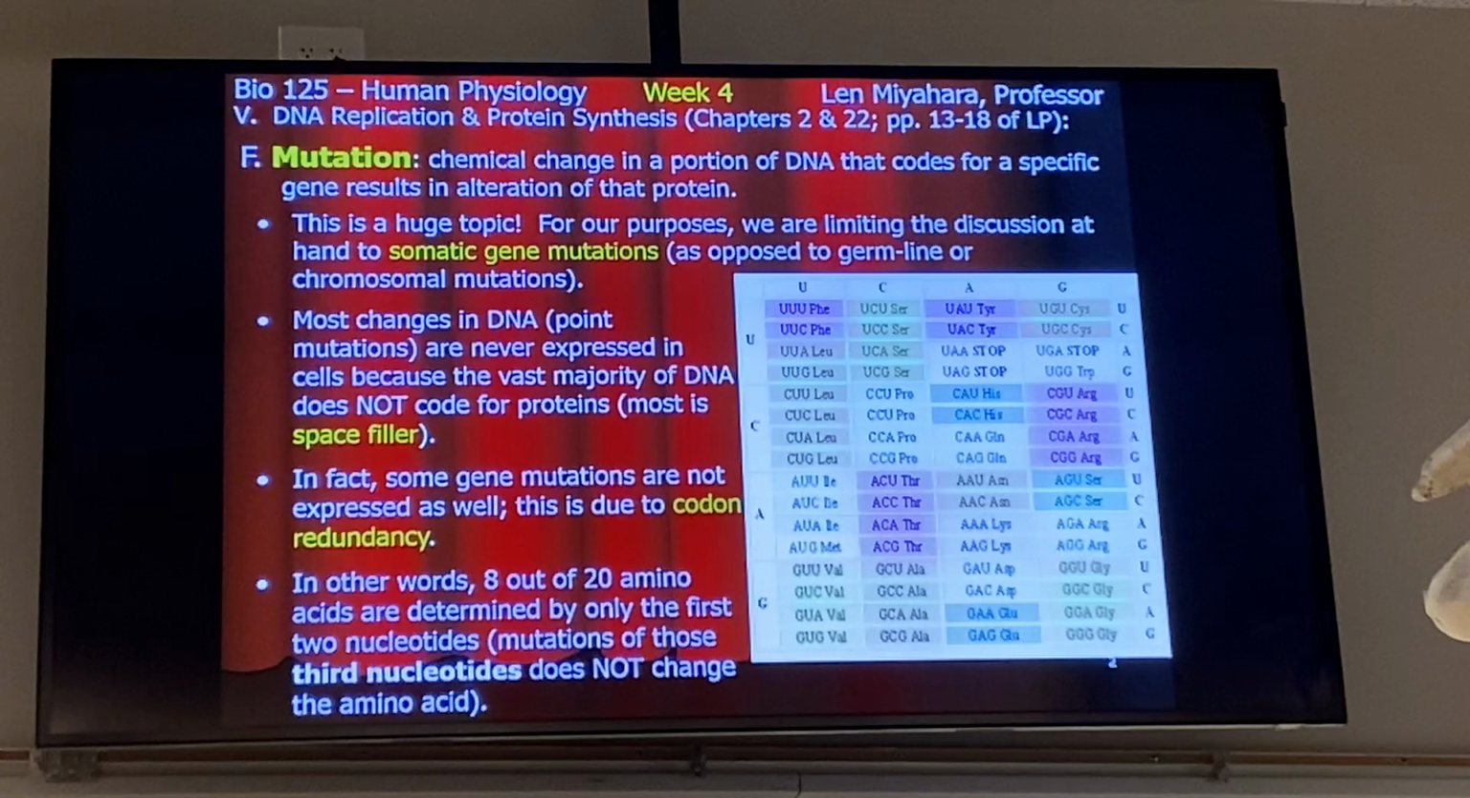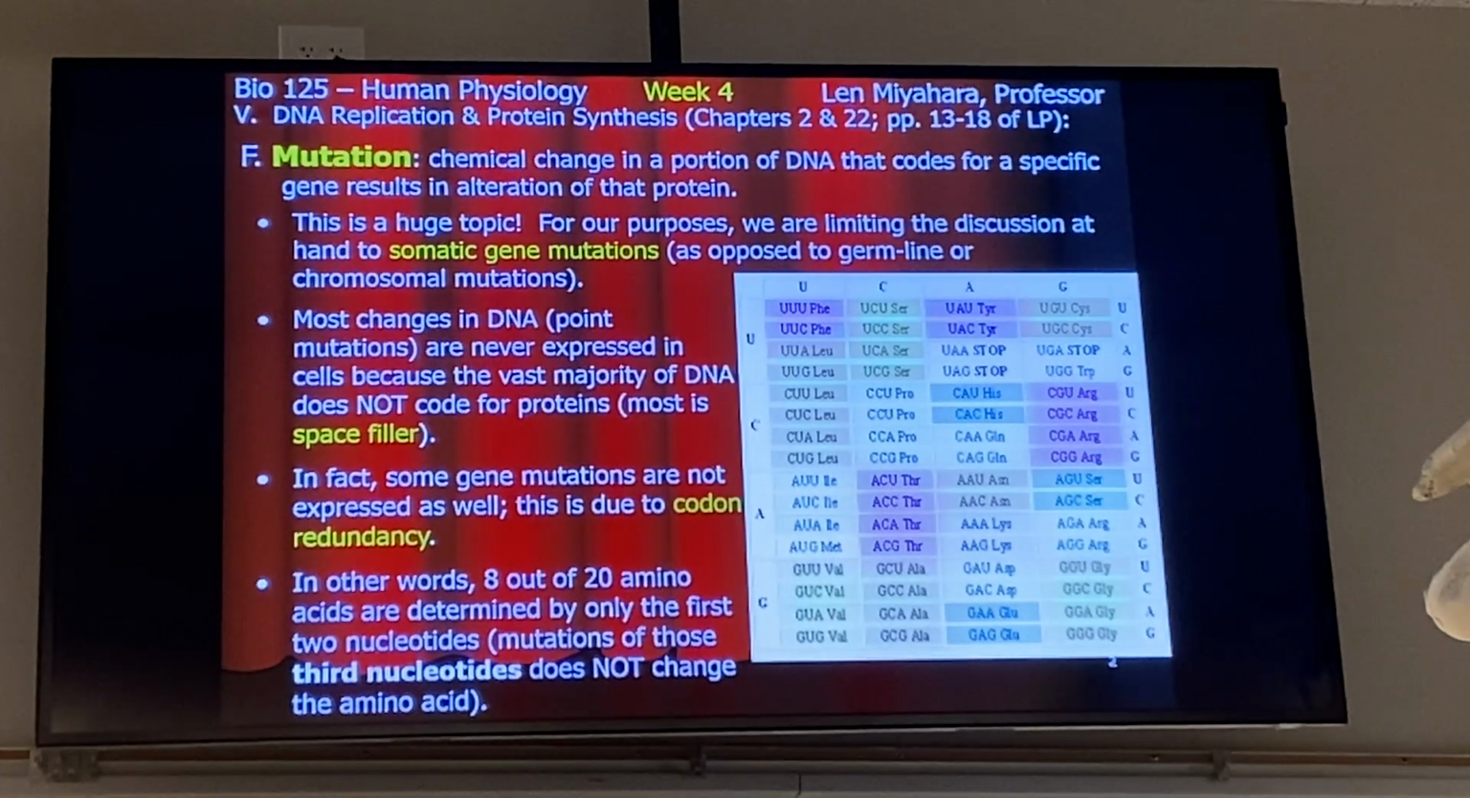Now, most of the mutations are what we call neutral, which means nobody knows that it even happened. I'll explain why in a bit. But before we get to that, there's a couple of highlighted words here. We're going to spend most of our time talking about somatic gene mutations, so I need to go over these definitions. First, you've got to know these terms.